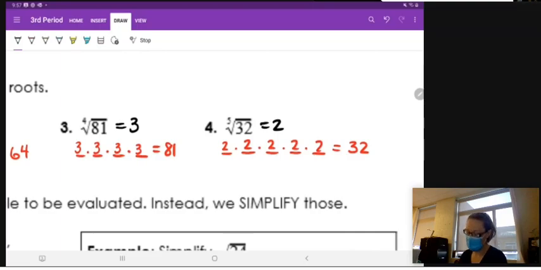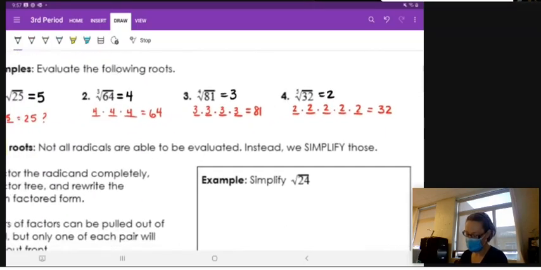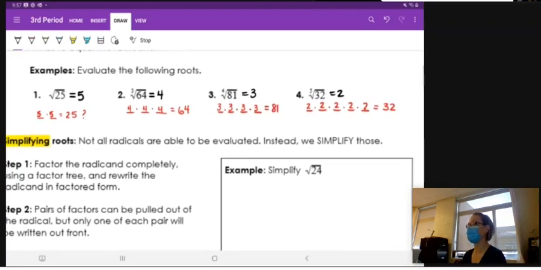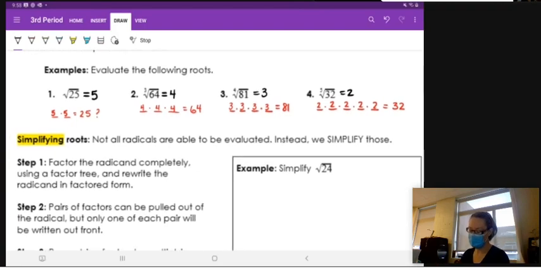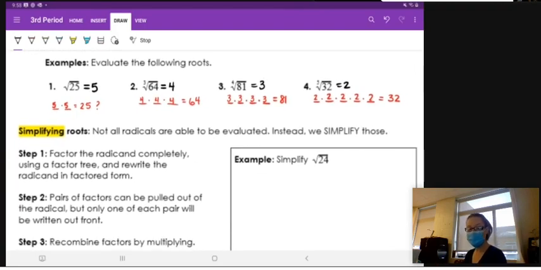Fantastic. Now, although some of these got a little hairy, in general, these are the easy problems. These are the problems that we can evaluate. We can get a number as our answer, all the roots disappear. The problem is not all radicals can be evaluated. Instead, we simplify those. So you can't always get a nice, neat, round answer for every single root that you come across. But you still have to make sure that your answers are always simplified.